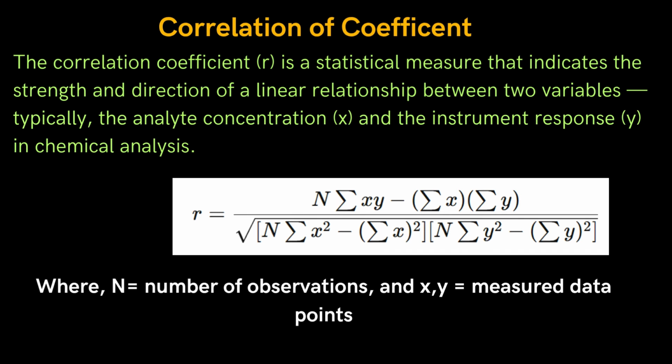Next important topic is correlation coefficient. The correlation coefficient, R, is a statistical measure that indicates the strength and direction of a linear relationship between two variables, typically, the analyte concentration, X, and the instrument response, Y, in chemical analysis. R is equal to n into summation of xy minus multiplication of summation of x and summation of y in whole divided by square root bracket n into summation of x square minus summation of x square and bracket close, into bracket n into summation of y square minus summation of y square and bracket close, where n is number of observation and x and y is measured points.